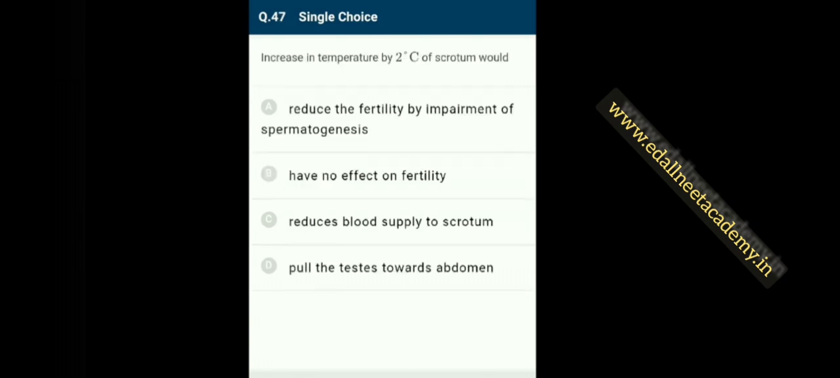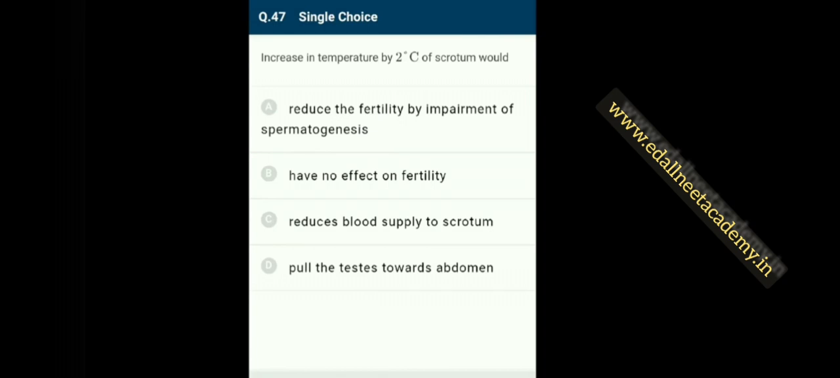Question number 47. Increase in temperature by 2 degrees Celsius of the scrotum would... Spermatogenesis is the process of producing male gametes, or sperm, which will then participate in the fertilization process. This process requires low body temperature, and hence the testis is placed in the scrotal sac outside the lower abdomen.